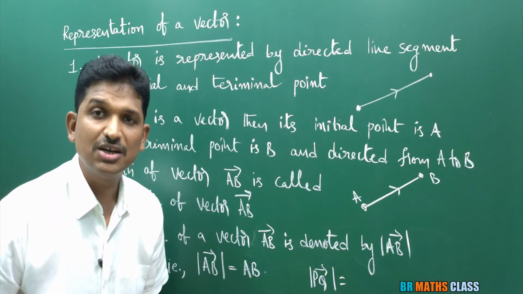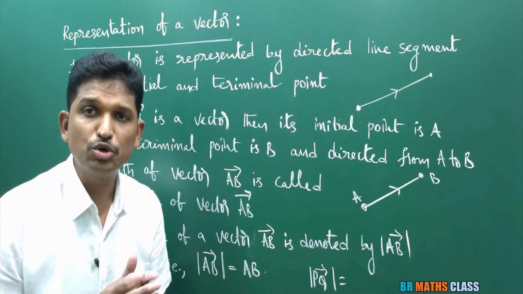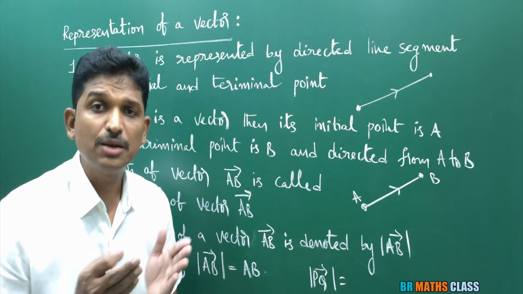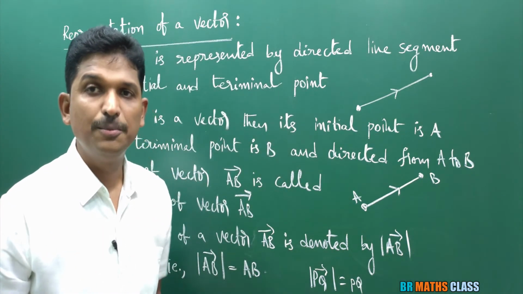PQ bar is a vector whose initial point is P, terminal point is Q, and it is directed from P to Q. So what is the length of the vector PQ bar? Length of the vector PQ bar is PQ. Okay. So magnitude of PQ bar is PQ.